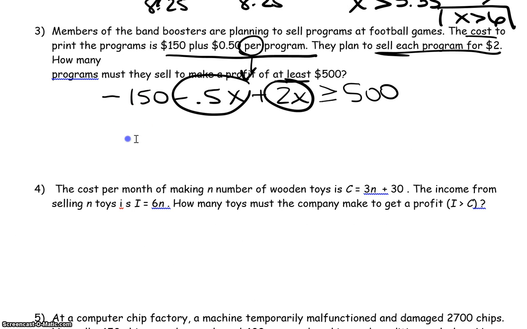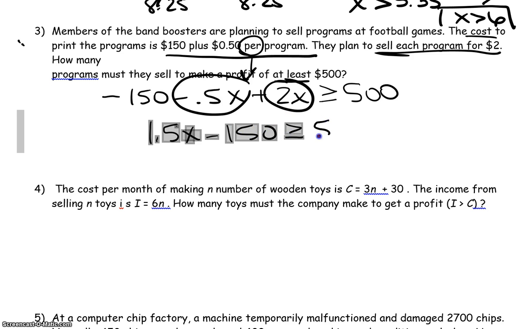All right, so we have 1.5x. Let's try this again. We have a dot. I don't know why it's not working. 1.5x minus 150 is greater than or equal to 500.